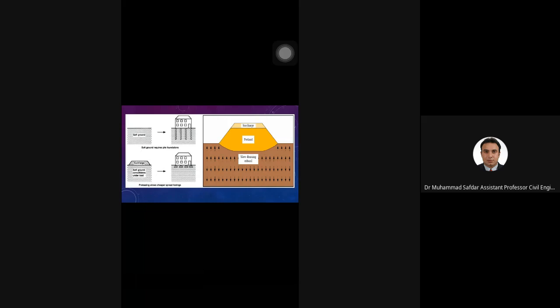On the left side, we can definitely see where the preloading is done, and the footing is a spread footing, which actually decreases the cost of construction. And on the upper side, we can definitely see the pile, which is costly, showing how the preloading reduces the cost of construction. The next one is a mechanically stabilized earth structure.